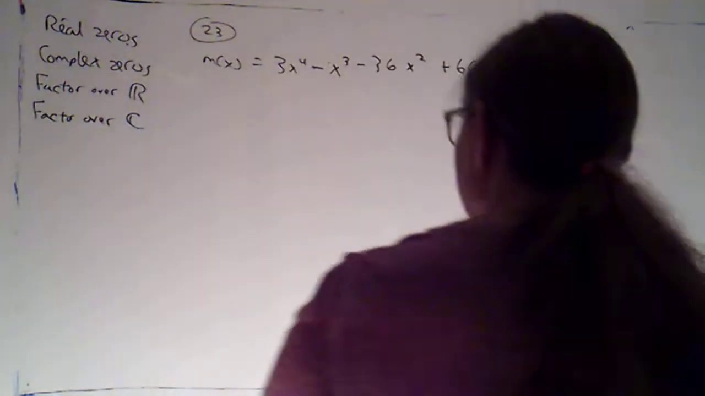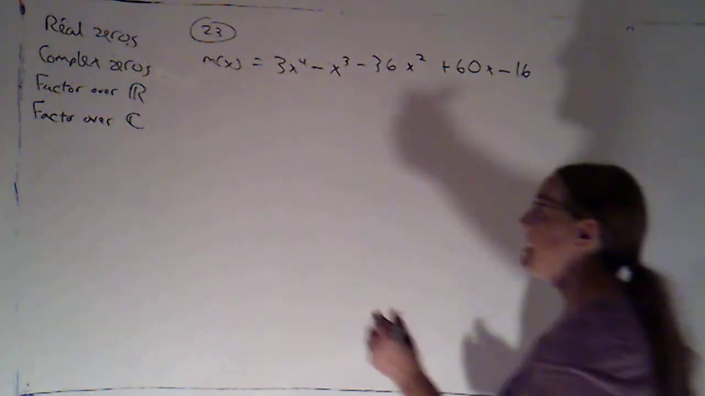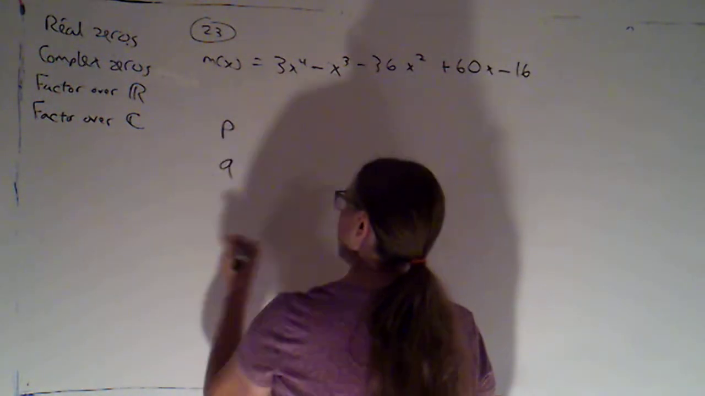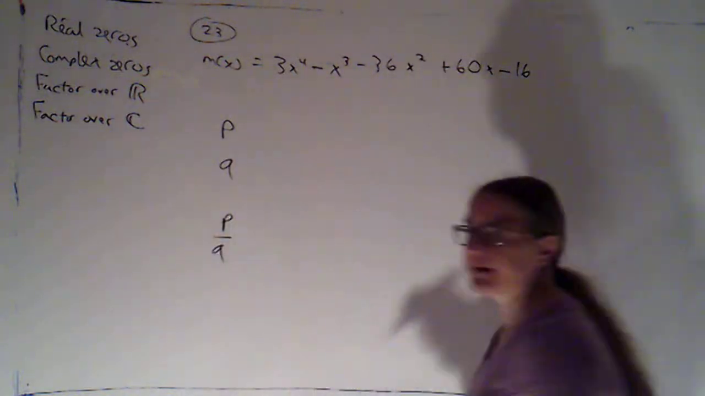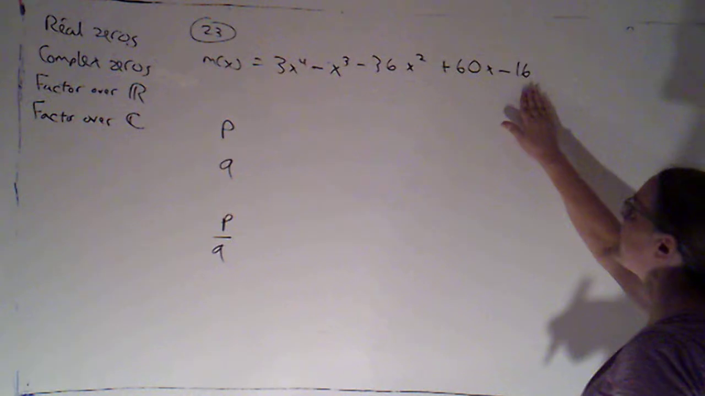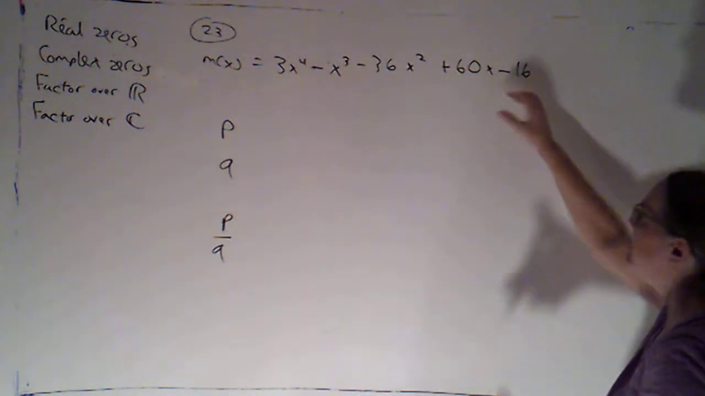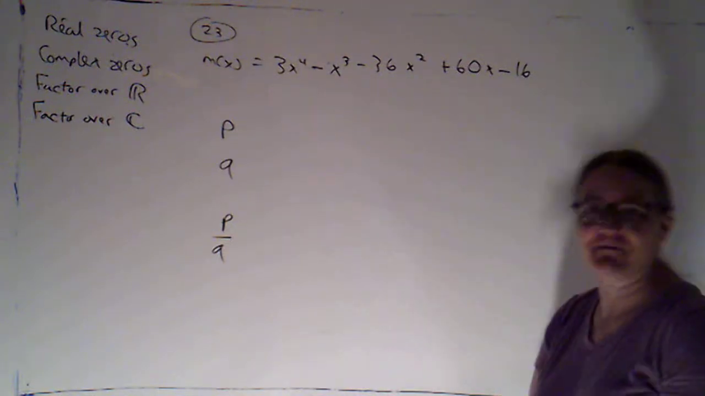So the first thing I want to do is come up with a list of my possible rational zeros. So I need my p's and my q's, and I'll put them together to form my possible rational zeros. Now remember, p has to be a factor of the constant term. In this case, that's negative 16, although I'm going to list plus and minus for everything, so I can just work with 16.